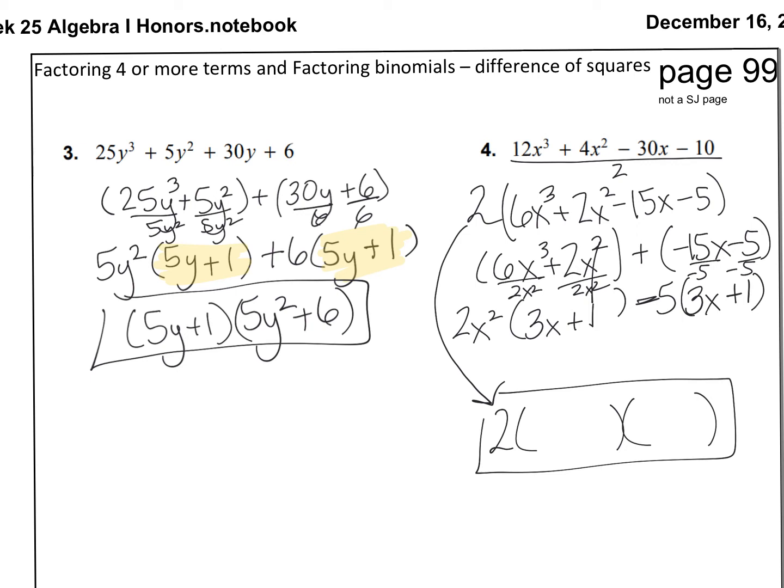Then I'm going to write down what they have in common. That's 3x plus 1. I'm going to get rid of what they have in common, and that's 2x squared minus 5.